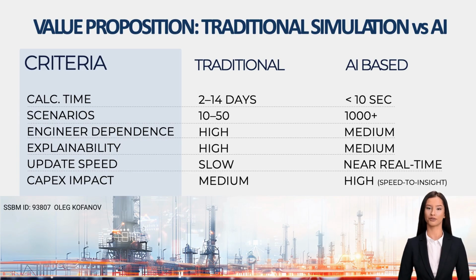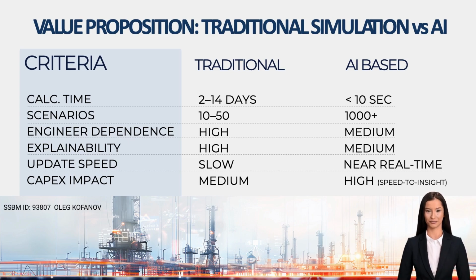Let's now compare traditional reservoir simulation with AI-based approaches across several key criteria. First, computational time. Traditional simulations can take anywhere from 2 to 14 days, while AI-based models can deliver results in less than 10 seconds. Second, scenario capability. Conventional methods allow for 10 to 50 cases, whereas AI enables thousands of scenarios due to its speed and automation. Third, engineer dependence. Traditional workflows are highly dependent on human intervention, while AI reduces this burden to a medium level through automation and guided workflows.